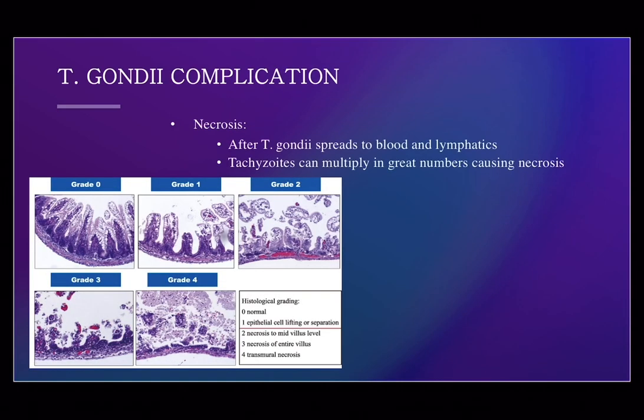However, T. gondii can have a complication such as necrosis, which happens after T. gondii spreads to blood and lymphatics. Tachyzoites can multiply in great numbers, causing necrosis. As you can see, Grade 0 is the regular stomach epithelium. And grade 1, 2, 3, and 4 shows how necrosis can accelerate or get worse over time.